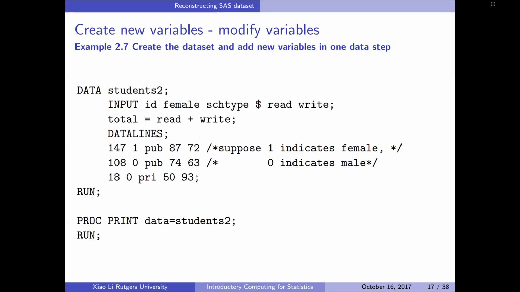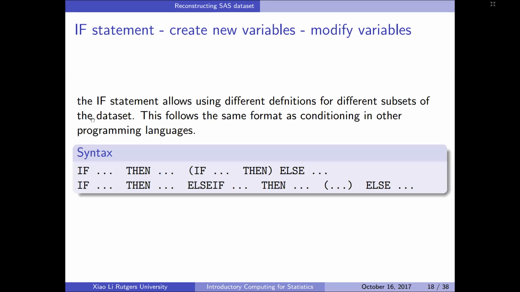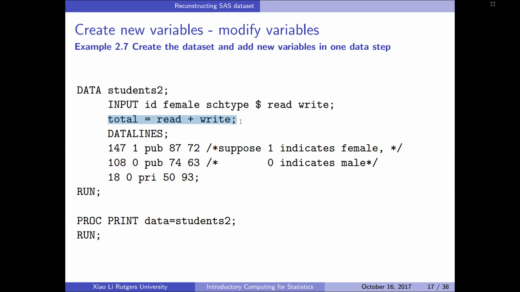Now we follow a different method of creating new variables in one simple step. First, we create a data step with our new data set, students2. The input variables are the same as the previous one, also the 5 variables about the students. And we just add a statement, total equals read plus write, directly after the input statement and begin with our data lines and our inputted data.